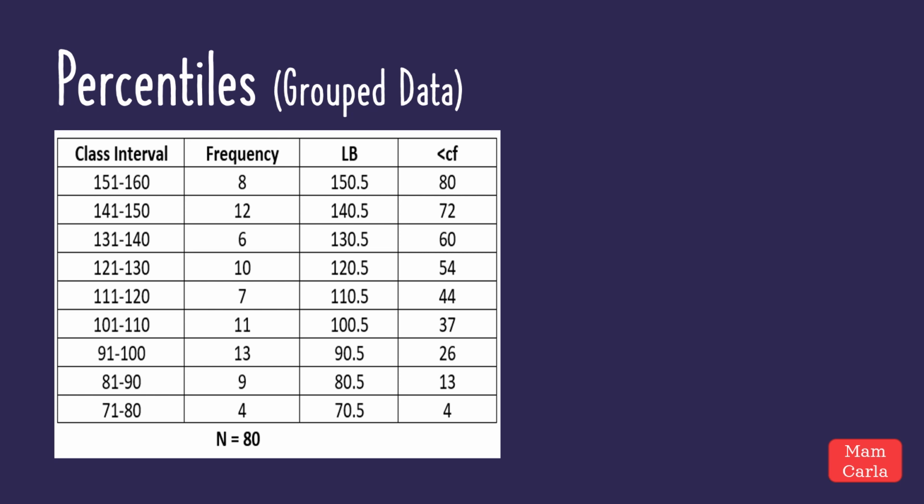Now let's proceed to solving for the 65th percentile. We need to use first the formula k times n divided by 100. Substitute the value of k, which is 65, and n, which is 80, divided by 100. It will give us 5,200 divided by 100, which is 52.